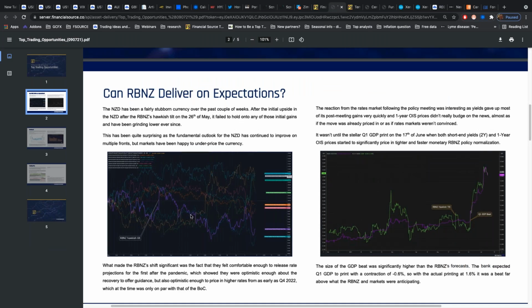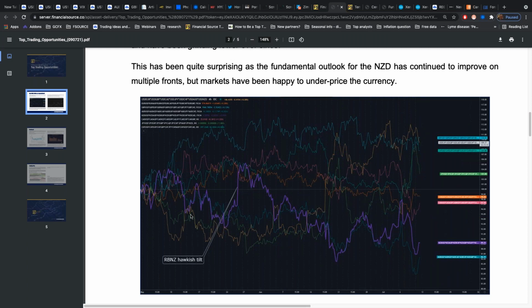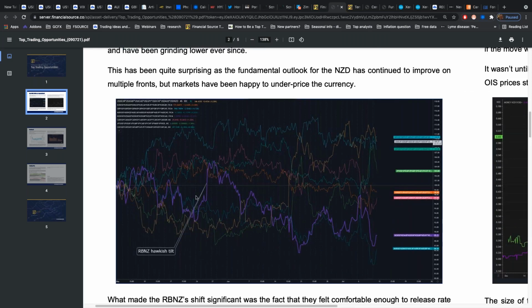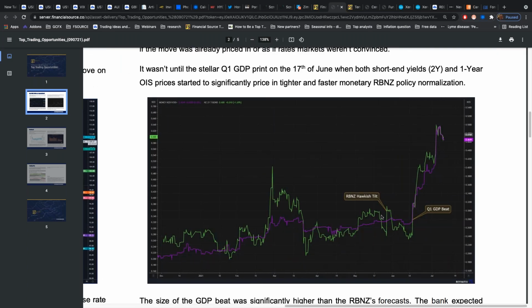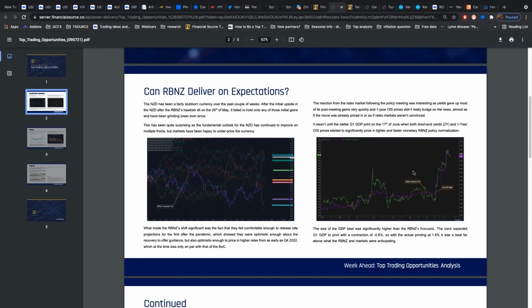Now, if you look here, you can see the RBNZ made a hawkish tilt around the middle of May, and the New Zealand dollar rose higher. We then saw the 1 year and the 2 year bond yields spike higher, and then they fell lower. Why? It's like the market didn't believe the RBNZ. But then we had the first quarter GDP beat when it came in at that wonderful 2.4%. Then look at the bond market, that's bond investors saying we're expecting interest rate hikes from the RBNZ. So that's strength into the New Zealand dollar.